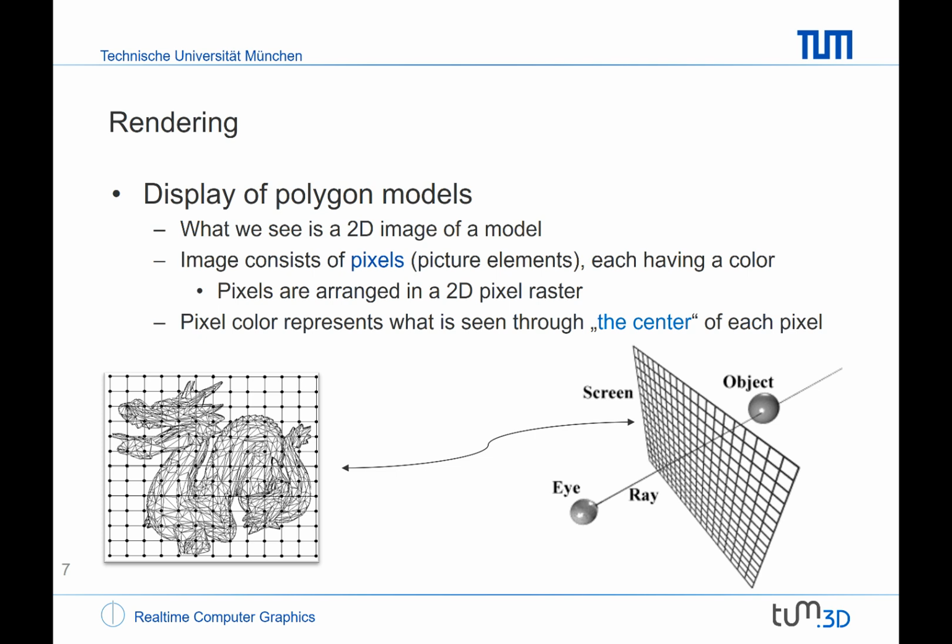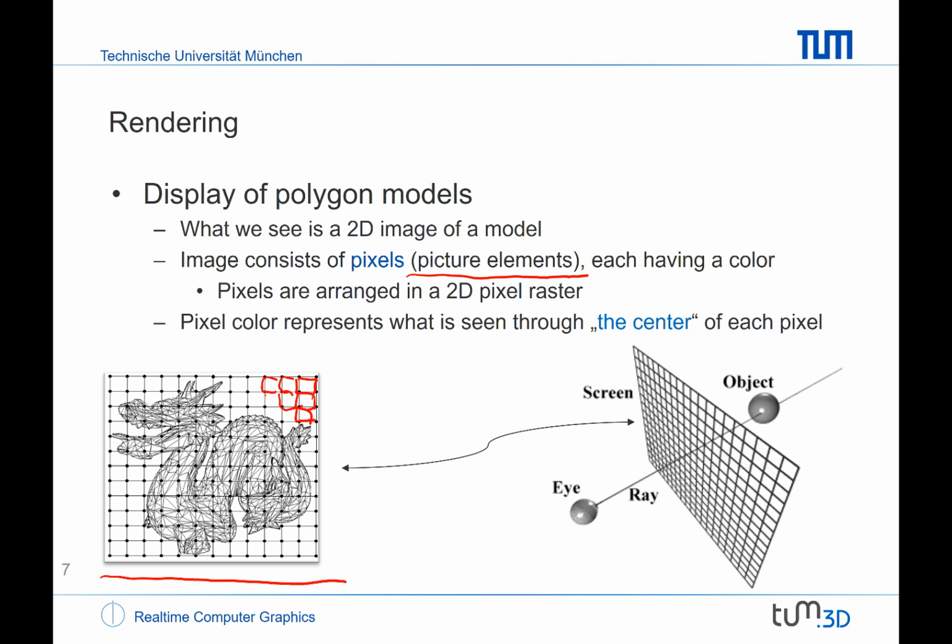So what we see is always a 2D image of a model. And the first question we can ask is, what is such an image? An image, I think we all know, is simply a two-dimensional array. The elements in this array are called pixels, the picture elements. Each pixel has a color, and this is then the color which is drawn on the display device by the display system. So the pixels are arranged in a 2D pixel raster, the 2D array, which we, for instance, see here. Now we can think of every one of these little quadrilateral elements as a pixel.